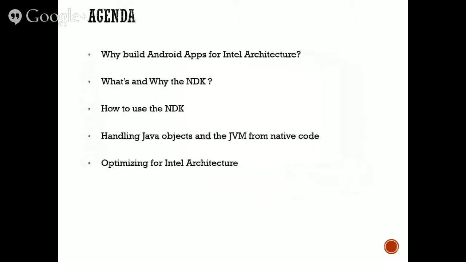To begin with, I will be talking about the following points. Why build Android apps for Intel architecture? What is NDK and why is the NDK needed? How to use the NDK, that is how to develop the NDK applications. How to handle the Java objects and the JVM objects from the native code. Then I will be talking about optimizing your NDK application for Intel architecture. And finally, I will be talking about porting your code from ARM NDK to x86 NDK, or the Android application for the Intel architecture.